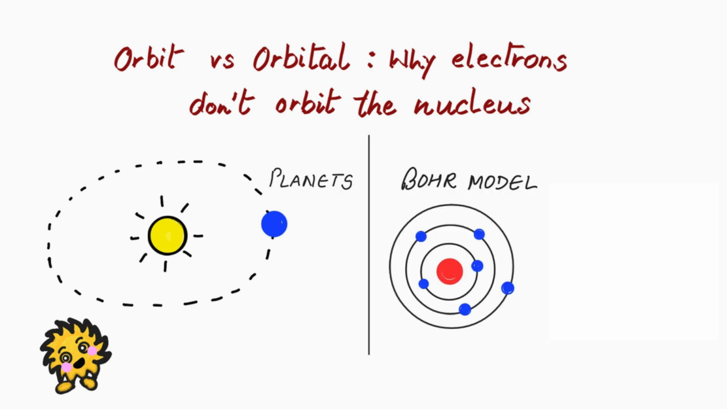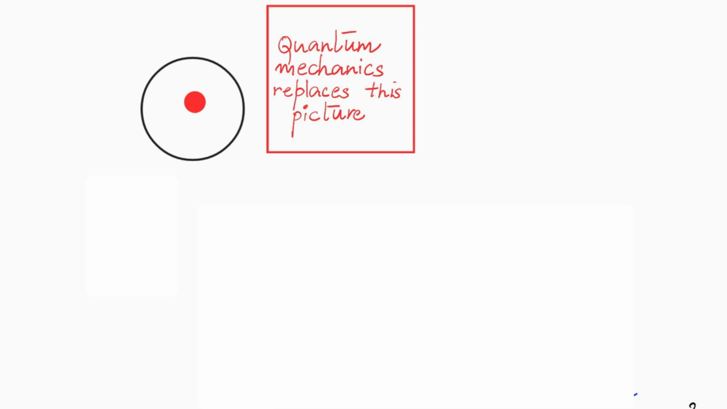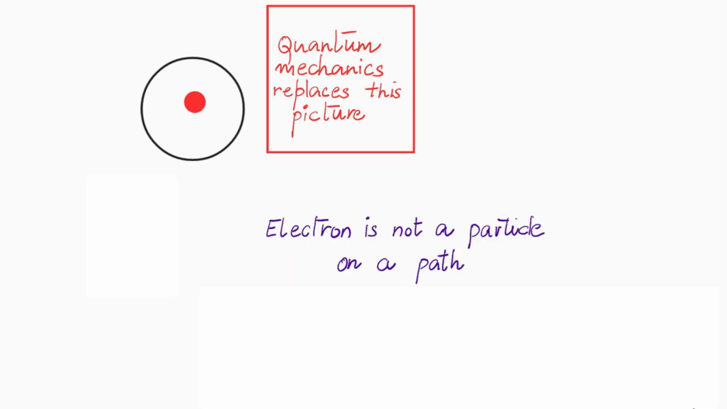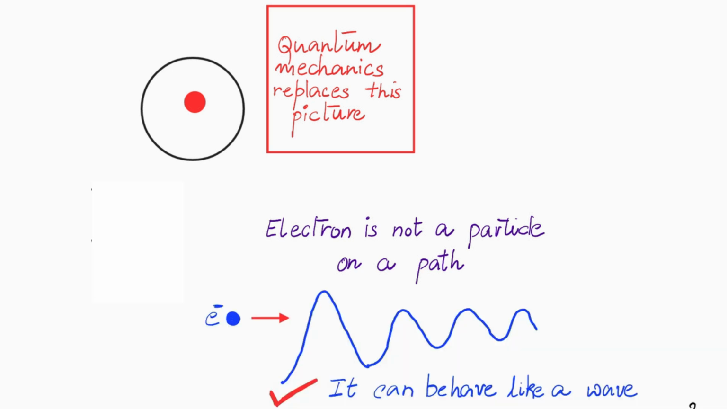Bohr proposed that electrons occupy only certain allowed circular orbits. It was a brilliant model because it correctly predicted the energies of hydrogen. But quantum mechanics shows us that electrons are not described by well-defined paths at all. According to quantum mechanics, an electron is not described by a tiny particle traveling along a fixed path. Instead, it is described by something called a wave function.